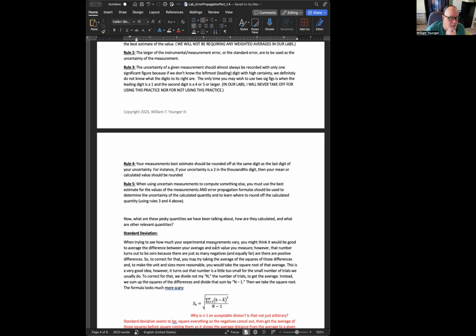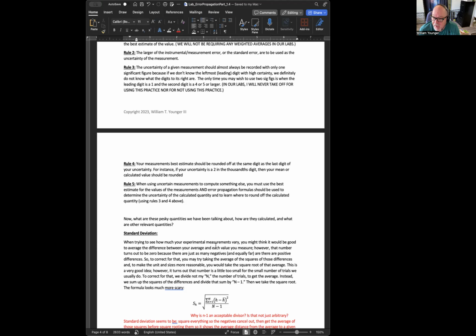Rule 5: when using certain measurements to compute something else, you must use the best estimate for the values of the measurements, and error propagation formulas should be used to determine the uncertainty in the calculated quantity and to learn where to round off the calculated quantity. So, for instance, if you had a length, a width, and a height, each of those has its own uncertainty, which may be instrumental uncertainties or it may be standard errors. Doesn't matter. The main thing is you have to take the larger of the two for each.